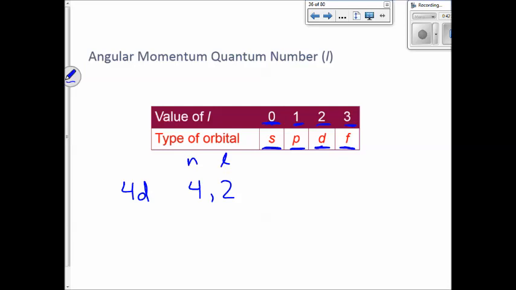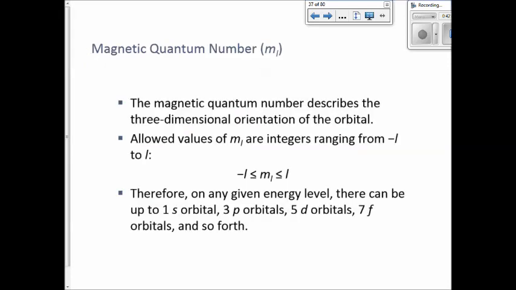Following the quantum numbers again. Because now we're going to get to the tricky one, M sub L. That one's the hardest one, I think. The magnetic quantum number describes the orientation of the orbital. Orientation of the orbital. Now, what do we mean by orientation of the orbital?